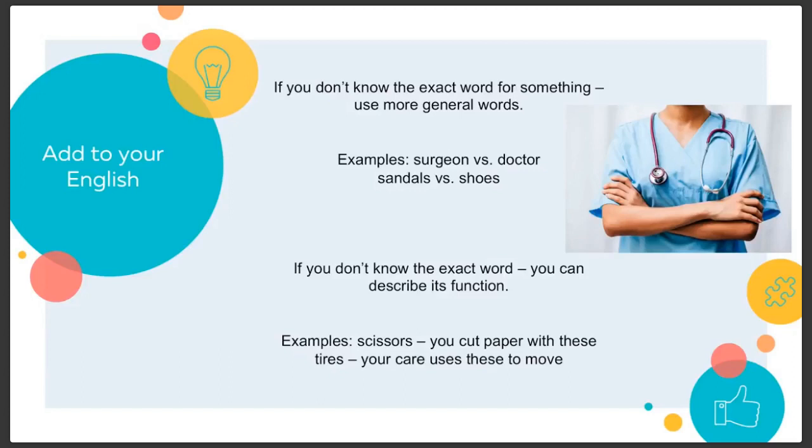And if you don't know the exact words for something, you should just use more general words. So the best example here is if you don't know how to say surgeon, for example, a surgeon is a type of doctor, so you can say just doctor. Or how would you explain what a surgeon is? A surgeon is a doctor that cuts people open. A surgeon is a doctor that opens people's bodies. A surgeon is a doctor that loves knives. There's lots of creative ways that you can describe it, right? But in general, if we don't know the word for surgeon, we can just say doctor.